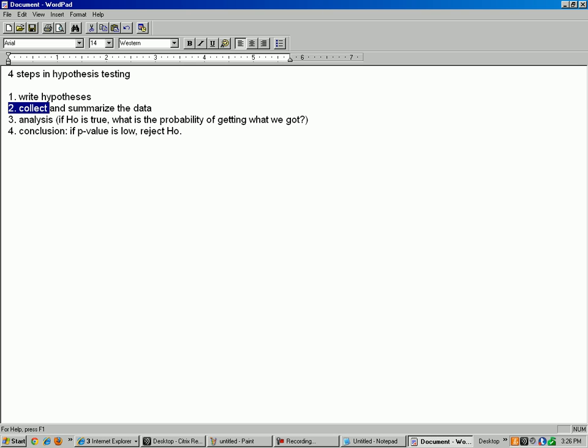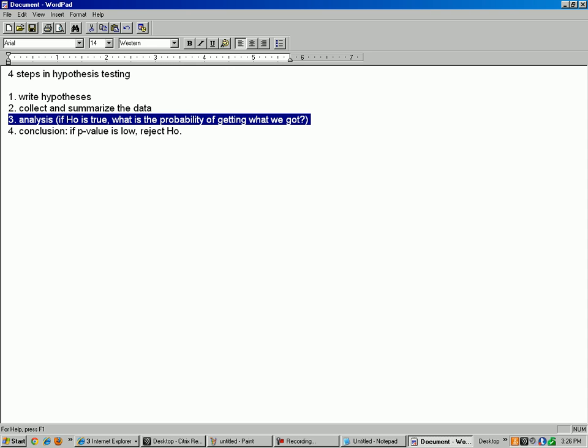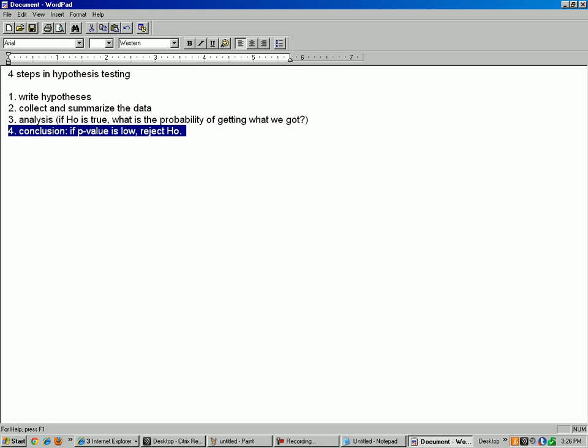Step two, collect and summarize the data. Get your sample mean, et cetera, et cetera. Okay, step three, get your analysis. You figure out how many standard deviations your sample mean is from the null hypothesis. Get your p-value, et cetera, et cetera. You're asking, if the null is true, what's the probability of getting what we got. And then step four, and this is what I want to talk about here, is your conclusion.